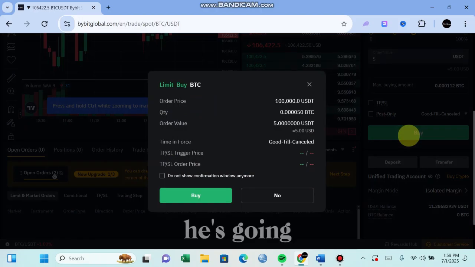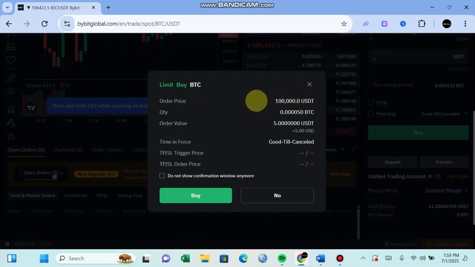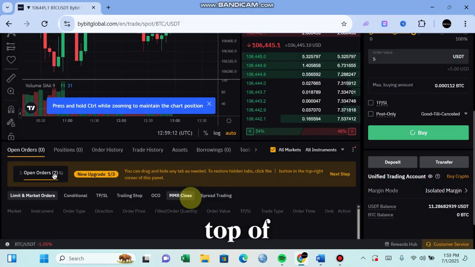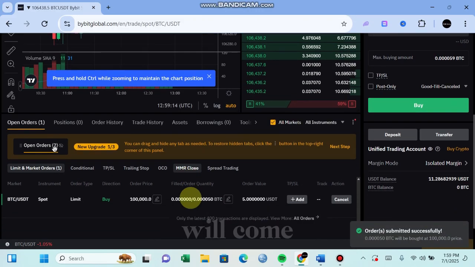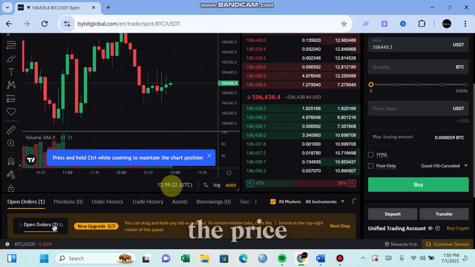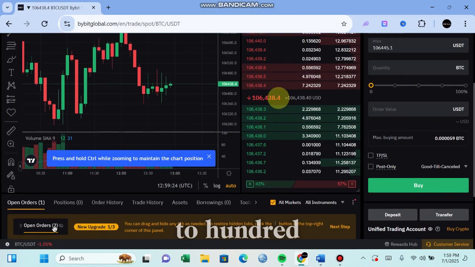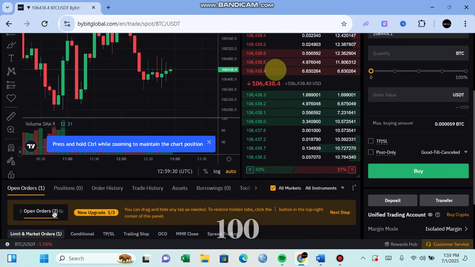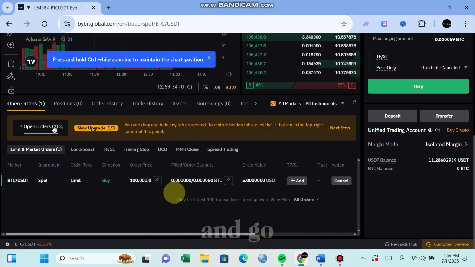So on this place you simply put in the buy, and once you click on buy, it's going to summarize it. I want to buy BTC at this price, $100,000. I'll be getting this amount of BTC and I'm spending 5 USDT. I'm going to tap on buy now. So as you can see, the transaction will come into what is called the pending order. The transaction will not go through. It will only go through when the price of Bitcoin has dipped to $100,000. This is what the limit order will do for you. So immediately the price of Bitcoin dips to $100,000, this transaction is going to trigger and I'm going to buy Bitcoin.